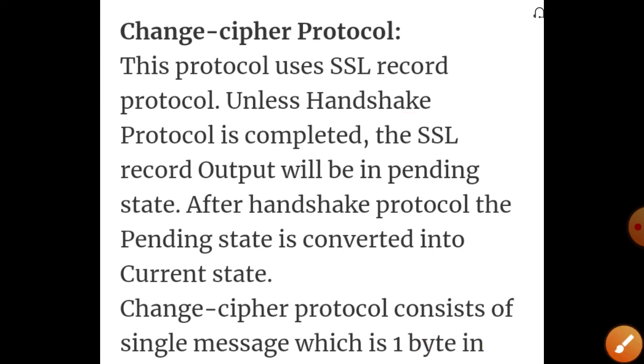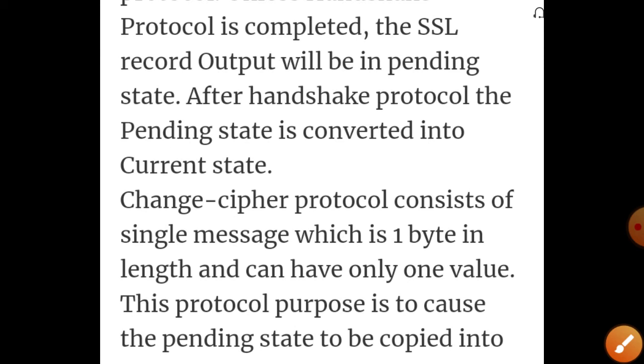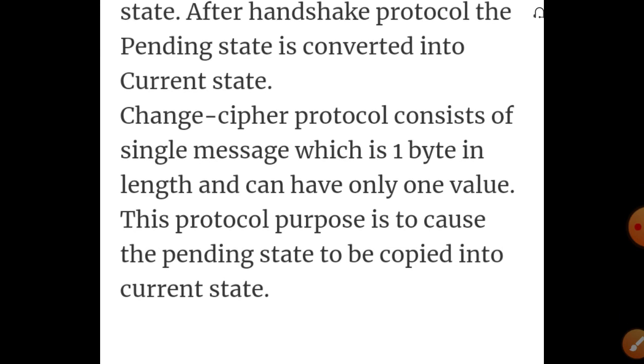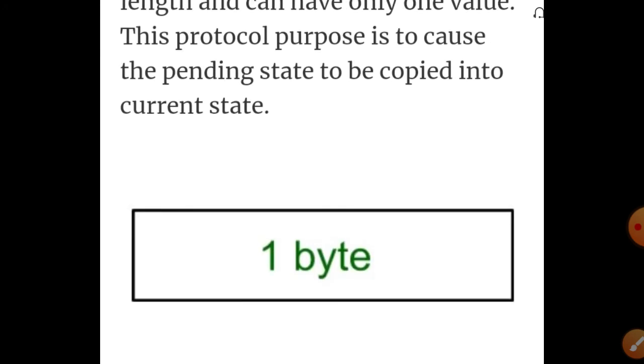Now this can be done by using the change cipher protocol. So what does this protocol mean? It contains only 1 byte in length, and it can have only one value. What is that value? The state, whether it is the pending state or the current state. The protocol's purpose is to cause the pending state to be copied into the current state. That's all. It can be done by the change cipher protocol.